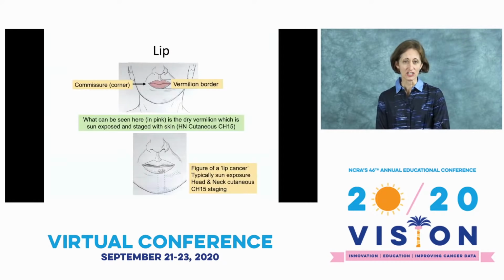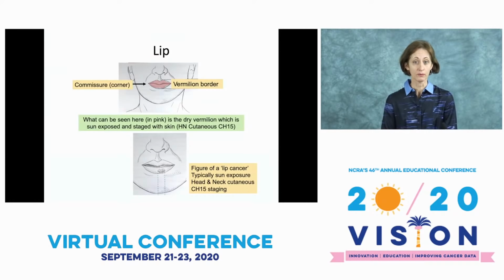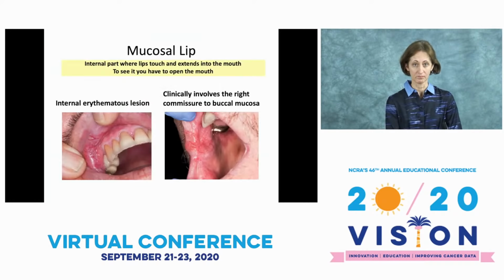So in the 8th edition, we talk about the lip, and we need what they sometimes call the dry vermilion, which is the sun-exposed external portion. Interestingly, although this is our lip, everything that's exposed to the sun would be staged by the head and neck cutaneous chapter, which is chapter 15. You can see in the bottom image that this lip cancer is easily visible when the patient has their mouth closed, and therefore that would be a cutaneous example.